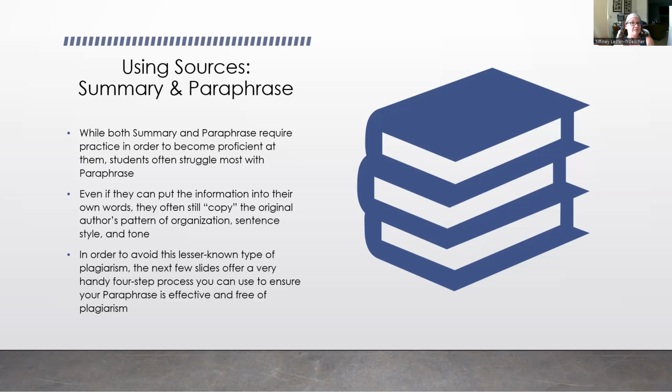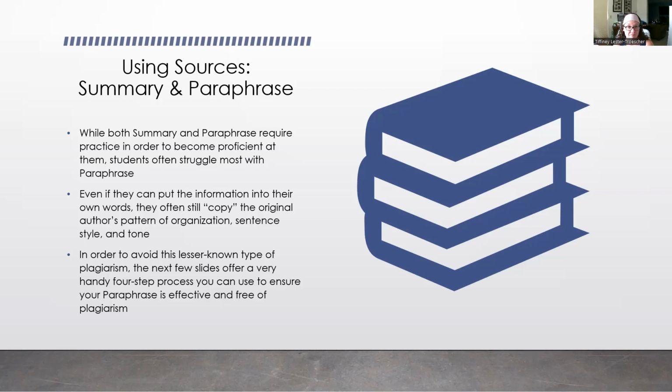Some students know that they need to change the wording completely. So they do that. But then they still follow the same exact organization, the same pattern, the same structure that the original source material followed. That's still plagiarism.